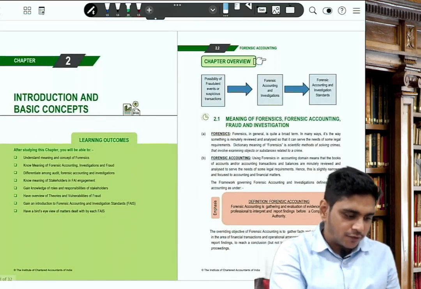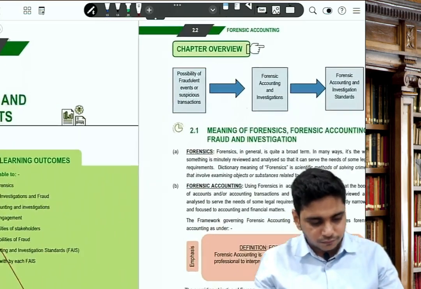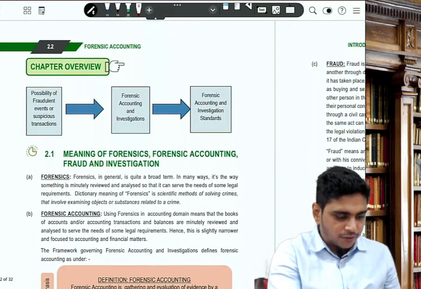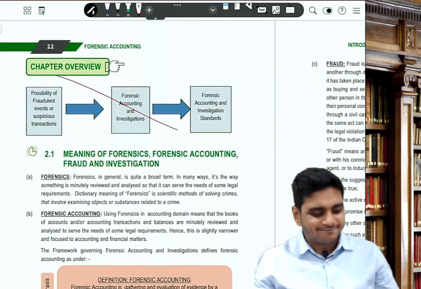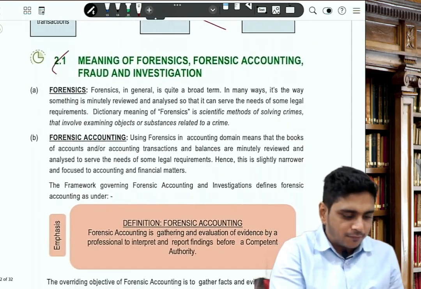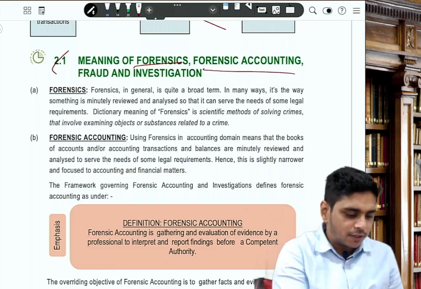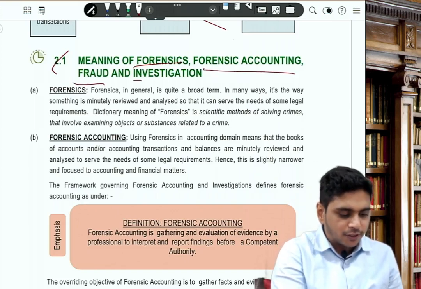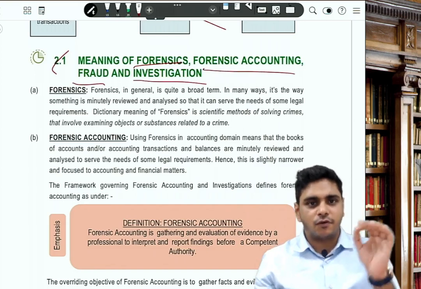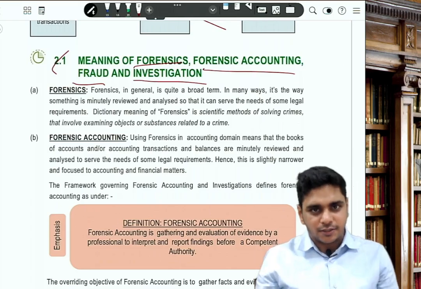So as usual, the first page, this is your chapter overview. So we start with the concept called meaning of forensics. This is a definition. What is forensic accounting? What is fraud and what is investigation? So there are four definitions: forensics, forensic accounting, fraud and investigation.